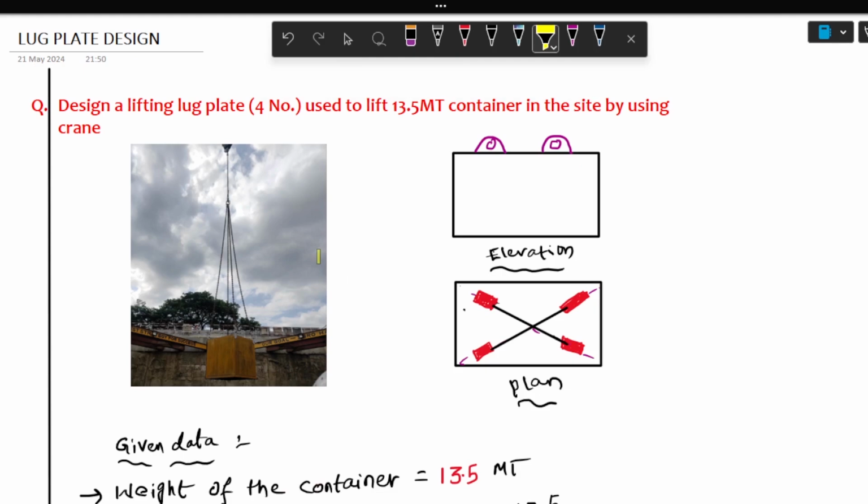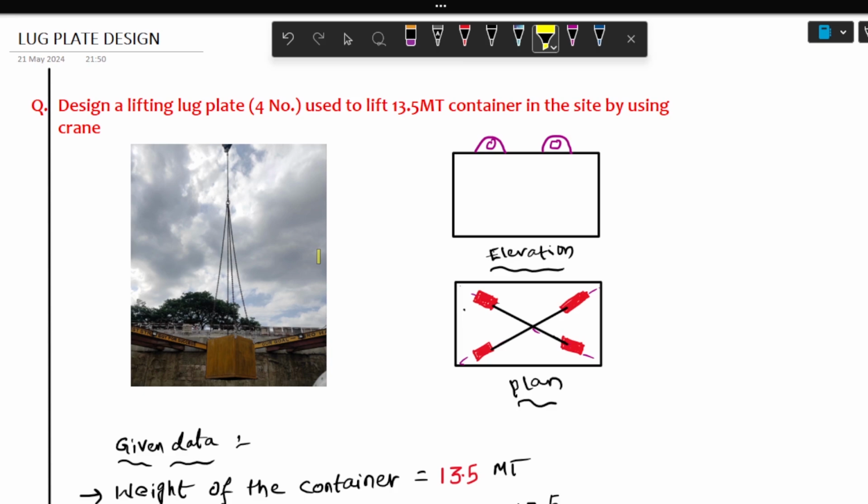In this video, I am going to continue the second part of the design of lug plate. I have already discussed the first part of lug plate, like what is the concept behind design of lug plate. If you have not yet watched that video, please go through that video so that you can understand what is the concept behind the design of lug plate.